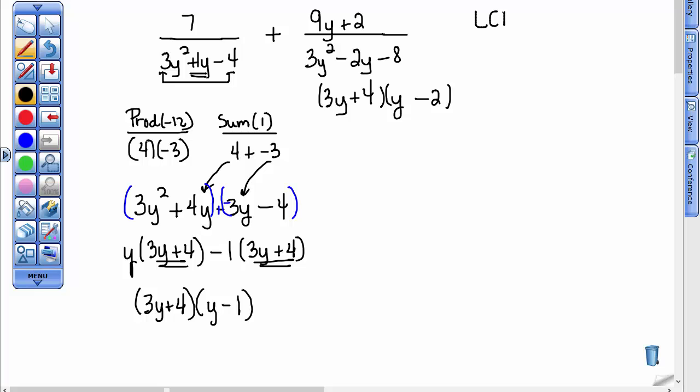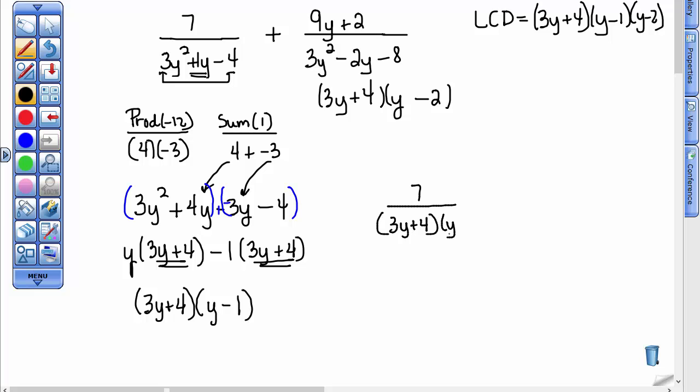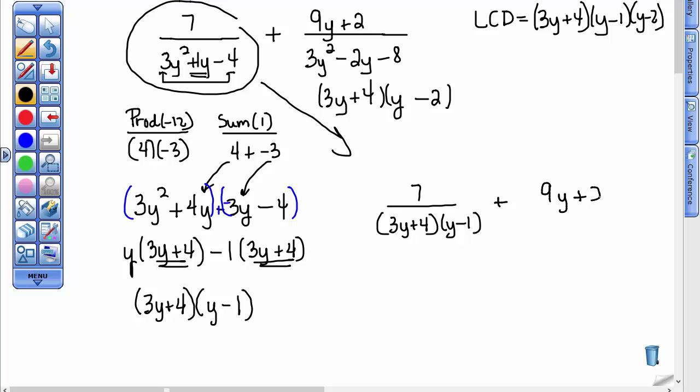So the least common denominator between these two, they both have a 3y plus 4. One of them has a y minus 1, and one of them has a y minus 2. So I've got to build up these two fractions, and I'm going to recopy this over here. So the 7 is over 3y plus 4 currently, and the y minus 1. So I just took this fraction and rewrote it over here. And then the 9y plus 2, the second fraction, is over the 3y plus 4 and the y minus 2.